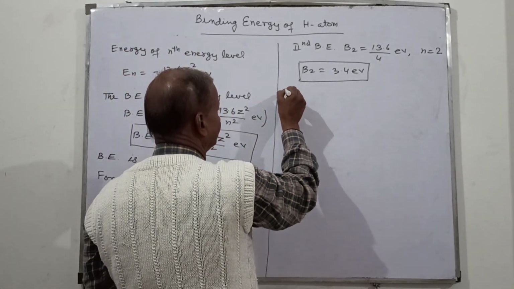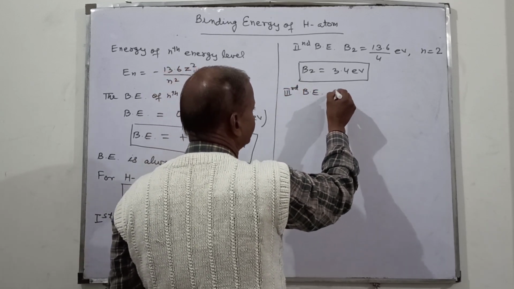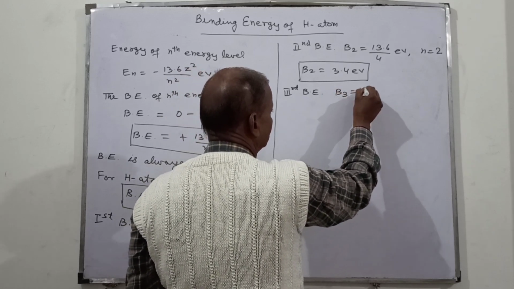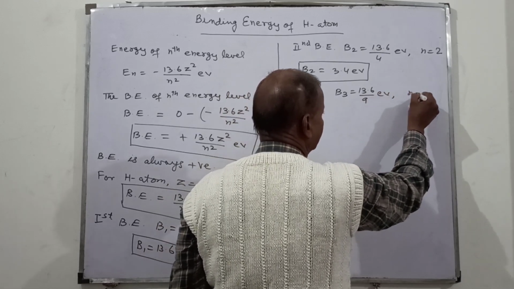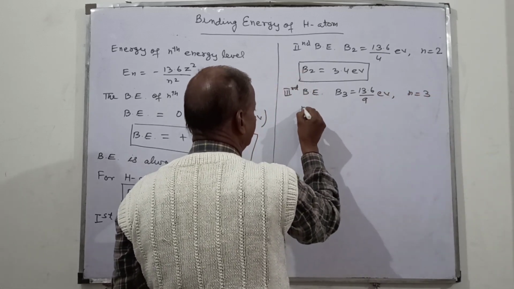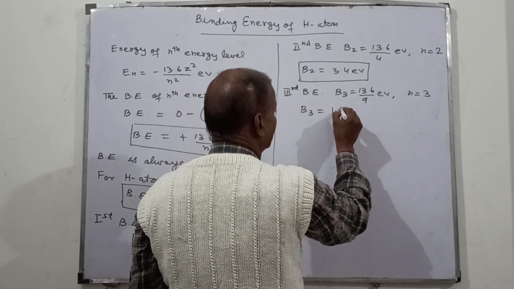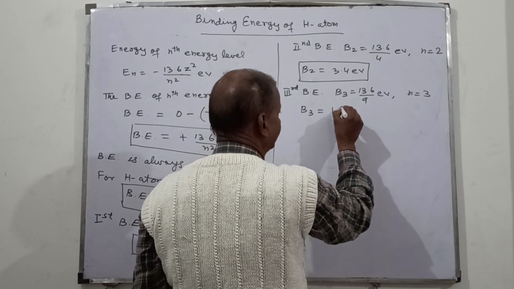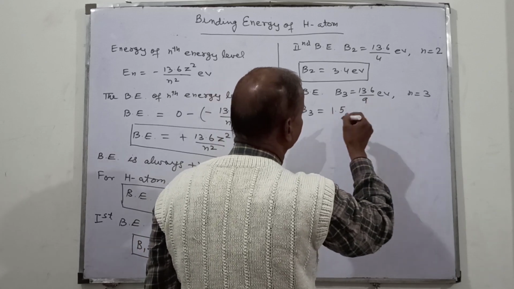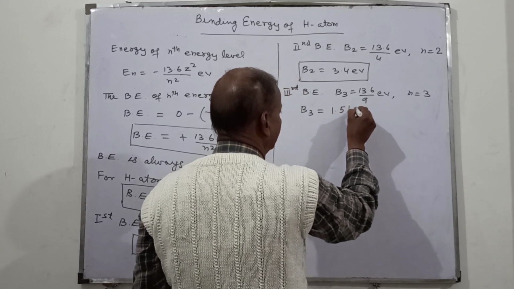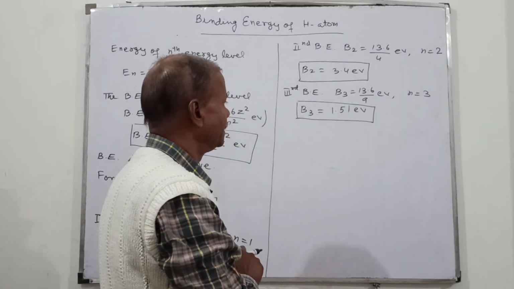Now for the third binding energy, B3 equals 13.6 upon 9 electron volt. Here N equals 3. So this B3 is equal to 1.51 electron volt, and so on.